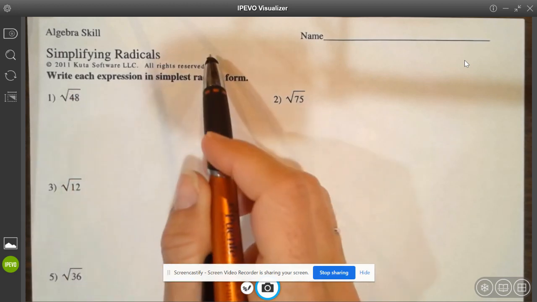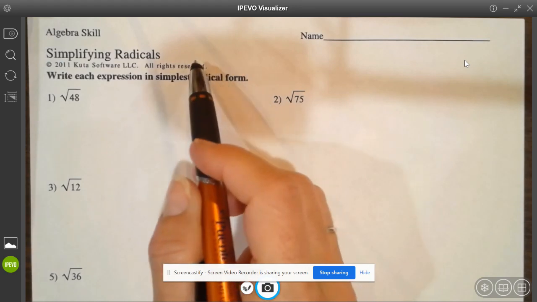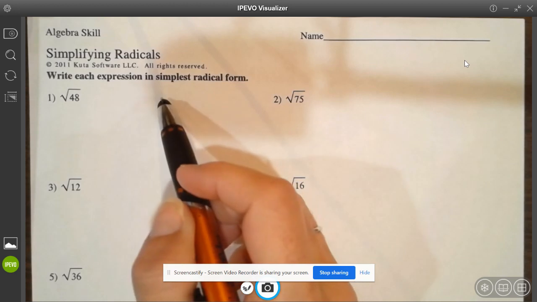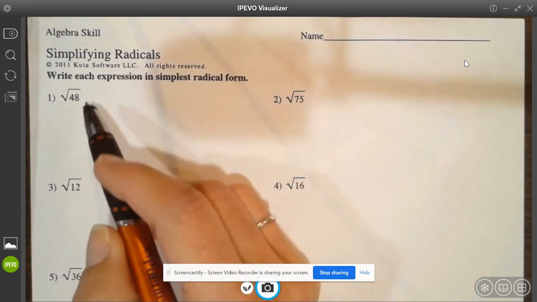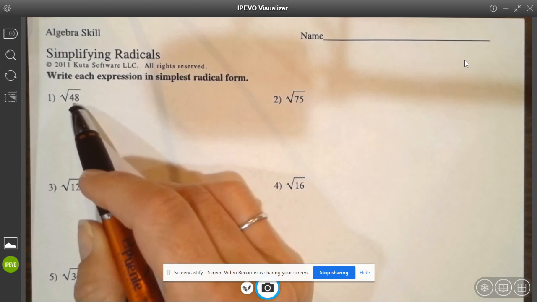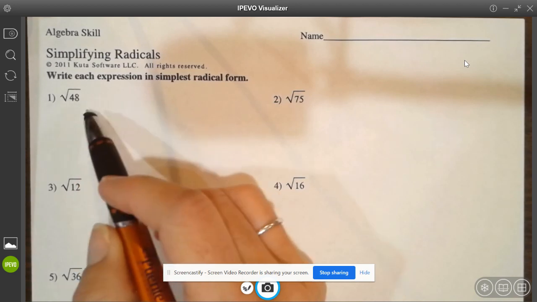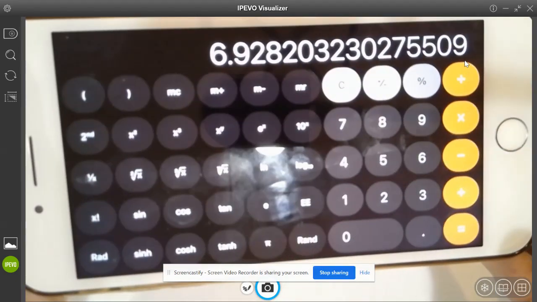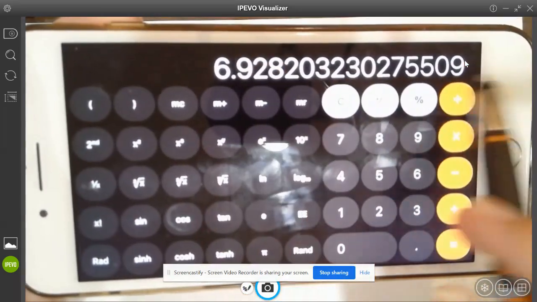So radicals undo exponents. Let's look at what I'm talking about. First, we need to find numbers. If we take the square root of this number using a calculator, it would be some crazy decimal. So the square root of 48 is 6.928, and all those numbers.